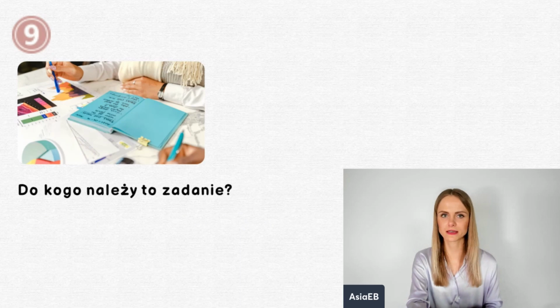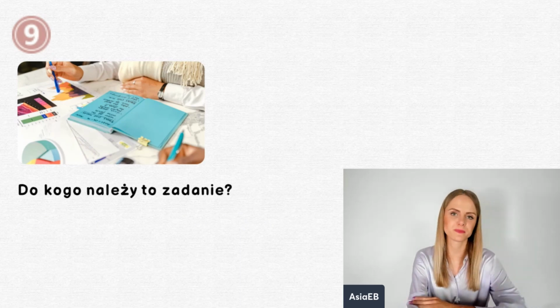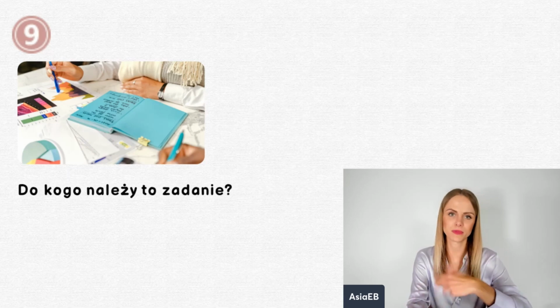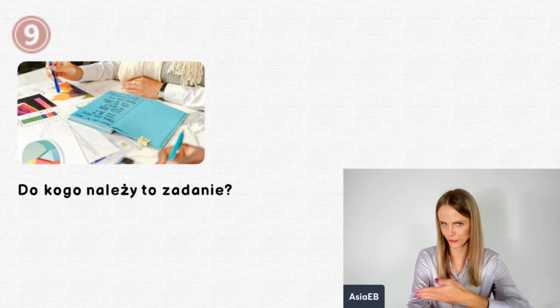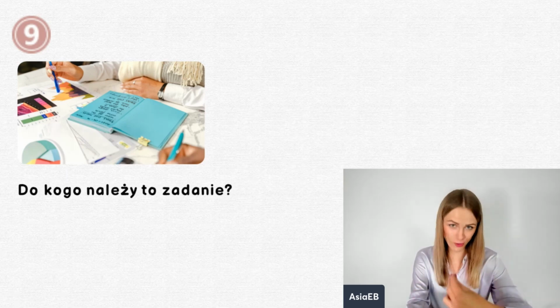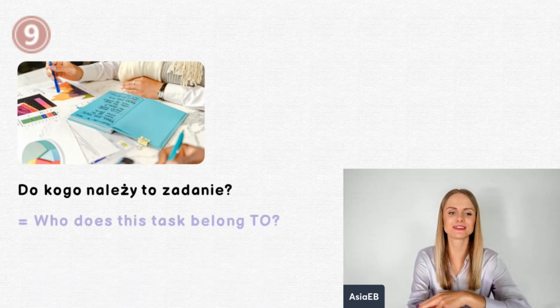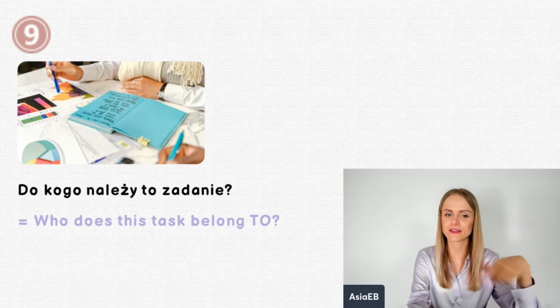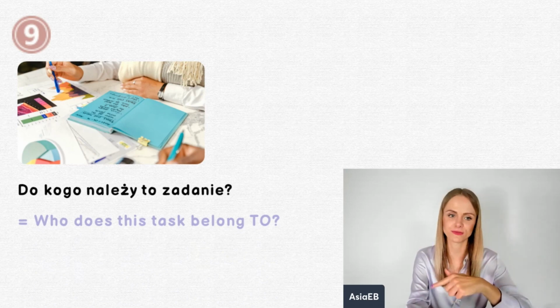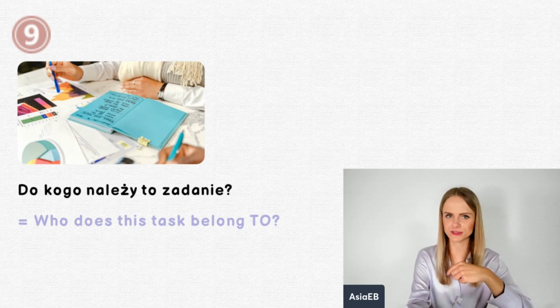Try to think. Stop the video if you need to. Belong to, this is the collocation you will need. Generally, present simple, you need an operator. Let's have a look. Who does this task belong to?